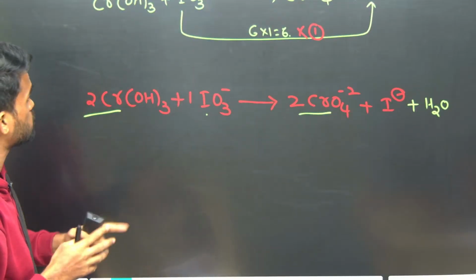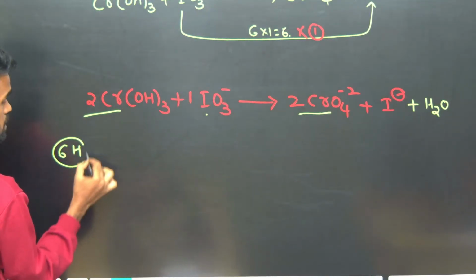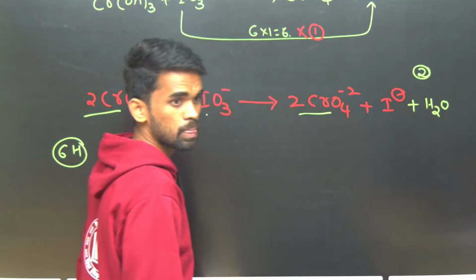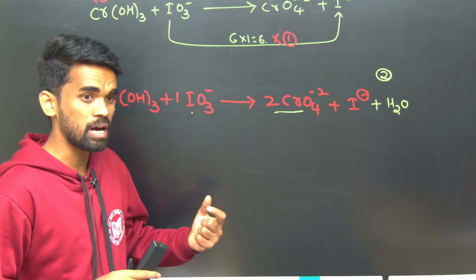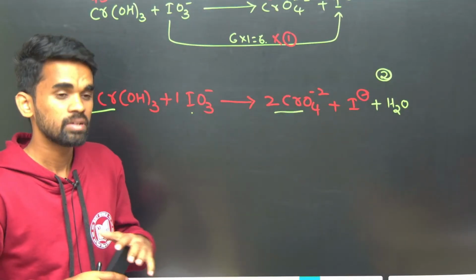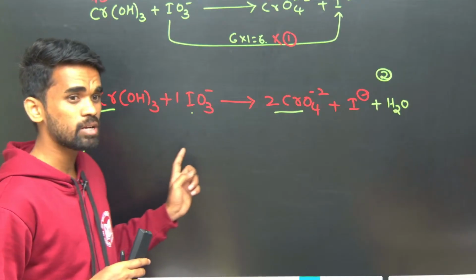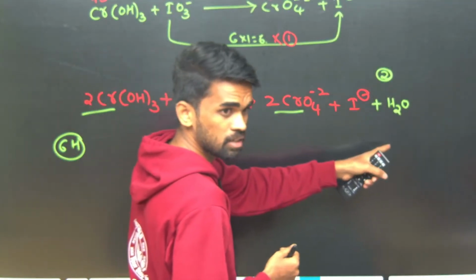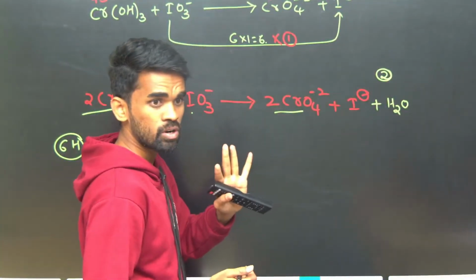Now count the hydrogen atoms, how many are there on this side? 2 threes are 6 hydrogen atoms on this side. But there we have 2 hydrogen atoms. So what to do now? Add a water molecule to the side deficient in hydrogens. This is the best method you can see: add water molecules wherever deficient in hydrogens. So how many are deficient? 6 are there on this side, 2 on the other, so still 4 are required.